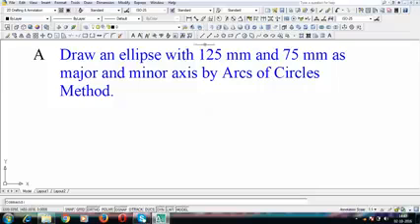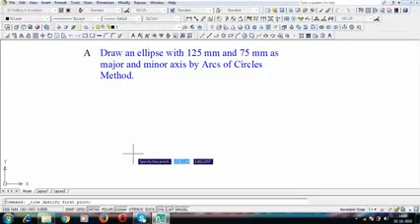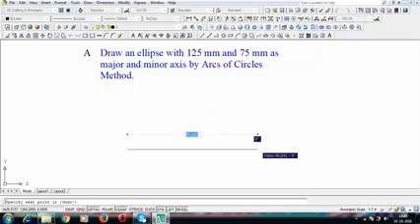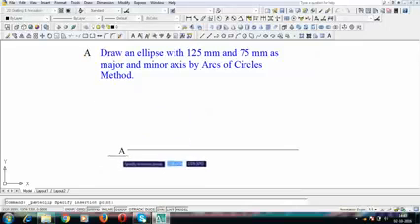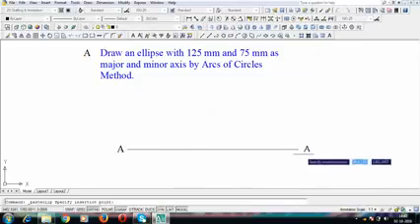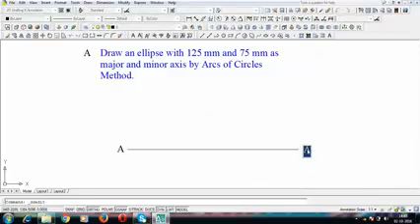Initially we'll start off by drawing this horizontal line, which is known as the major axis. So this is the major axis. I'll write A and B at the two extreme points. This is A and this is B.